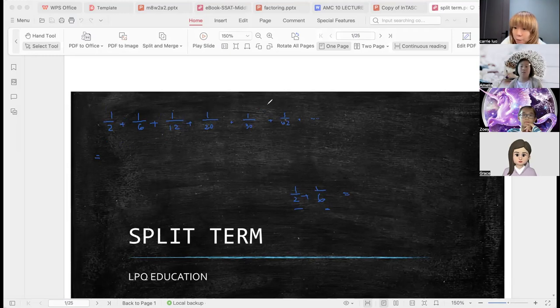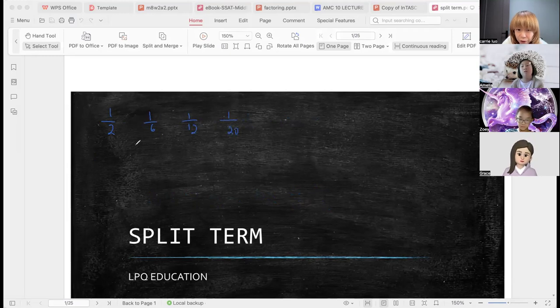Okay, so Amelia and Zoe and Grace, I think none of you want to find out the lowest common multiple for 2, 6, 12, 20, 30, 42, and it's going to be what? A lot of calculation, correct? And we don't want to do this. But I want you to take a look at this one. 1 over 2, 1 over 6, 1 over 12. Let's just do 4 terms.